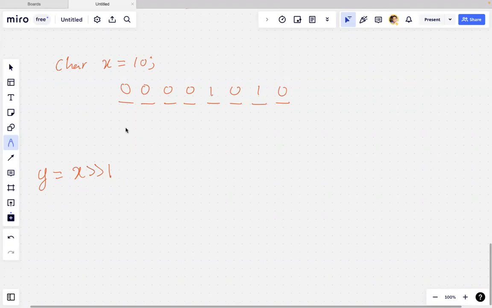Okay, then again what happened? 1 2 3 4 5 6 7 8. That means this bit comes to here, 0. This bit comes to here, 0. This bit comes to here. This one also comes to here. This 1 comes to here. This 0 comes to here. This 1 comes to here. This 0 is now out of bound.